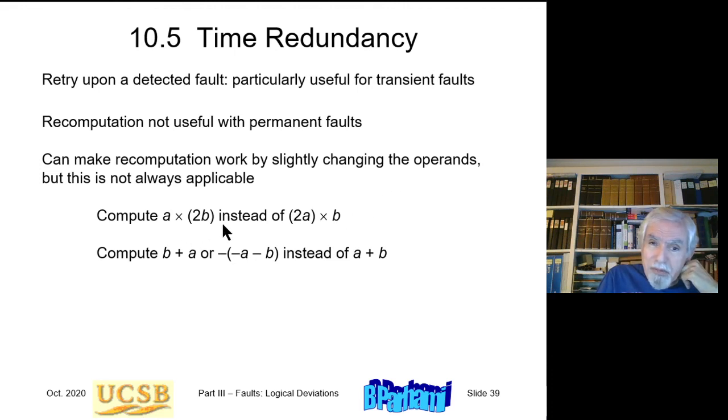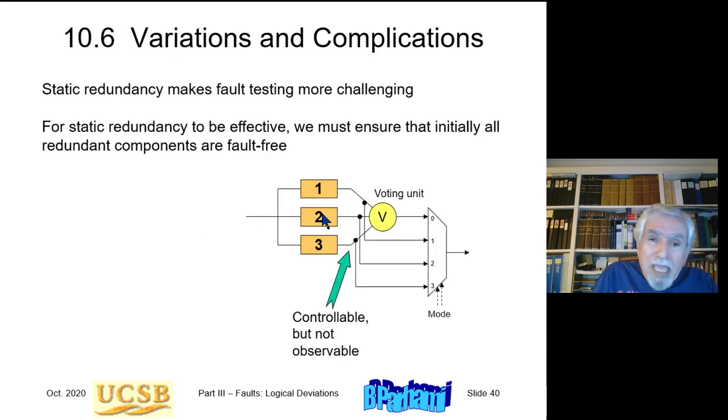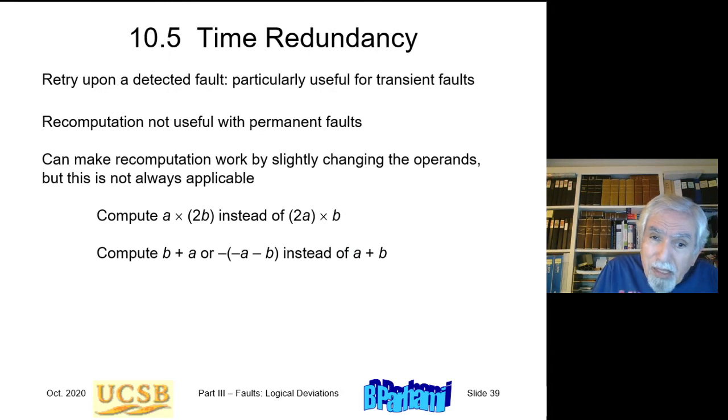So for example, if you're using a multiplier and one of your operands is even, instead of multiplying a by 2b, this is the even operand, you divide this operand by 2 and multiply this operand by 2. This is basically right shift this operand and left shift this operand. And now you use the same multiplier hardware, but this time because the operands are different, it's unlikely for the same fault to produce the same incorrect result because different signals will flow through the circuit. And therefore, if something was stuck at 0, it's unlikely to affect the new computation in the same way as the old computation. So this is known as computation with transformed operands.